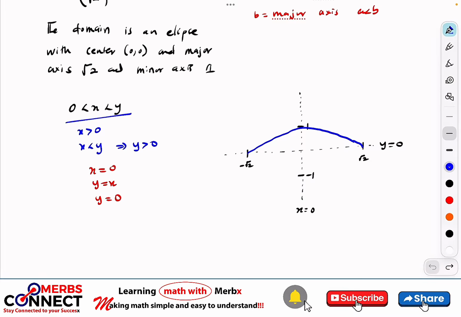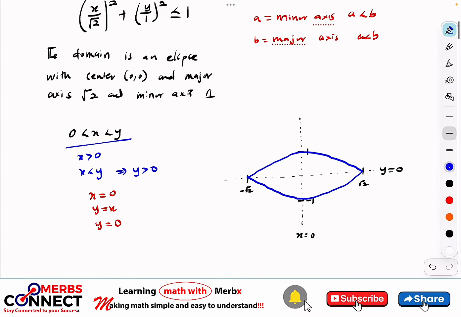Oh, my graph is not nice. Not at all. Let me try. I'll try my best to make sure that I have an ellipse for you. Good. So this is basically what is going to happen here.